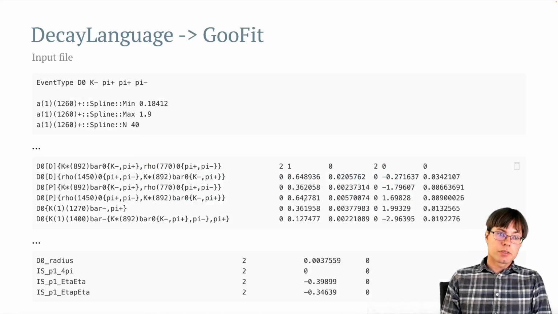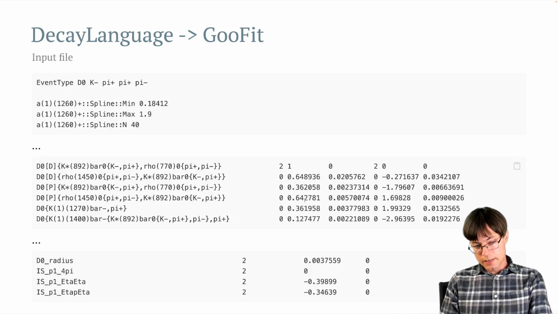So this is what the input file we're looking at looks like. This is a K3 pi decay, and you have some constants. You can skip through and see some of the decay lines, and then finally you can specify various free floating parameters as well.